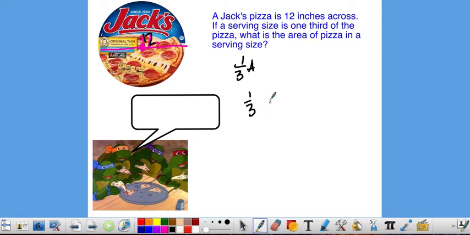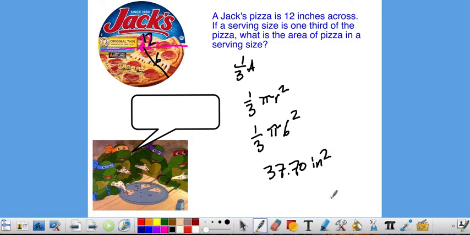So 1/3 of pi r squared, which is 1/3 times pi times the radius of this, which is not 12, it's 6, because half of 12 is 6. And then we put that in our calculator. Pi times 6 squared divided by 3 is how I like to do it. You get 37.7 square inches of pizza in a serving size.